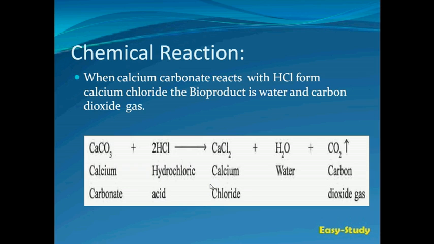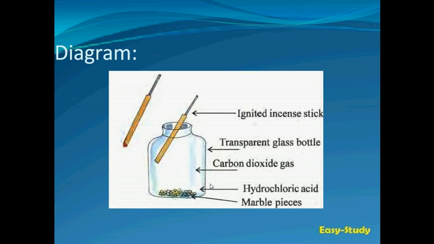Chemical reaction. When calcium carbonate reacts with HCl, it forms calcium chloride. The byproduct is water and carbon dioxide gas is evolved. The reaction is given below. Diagram as shown.